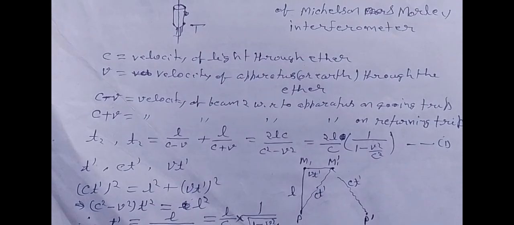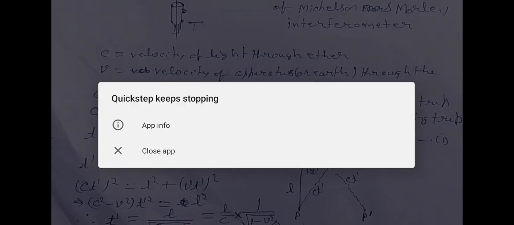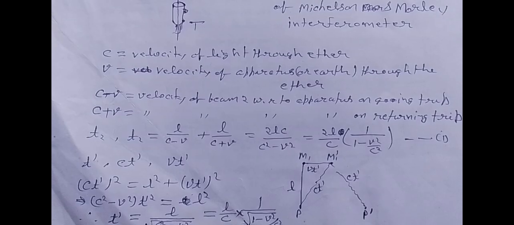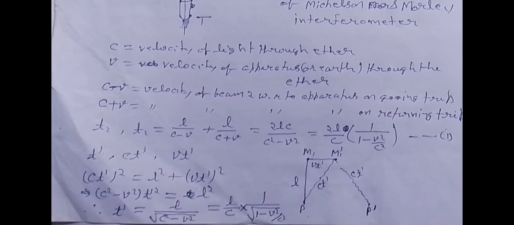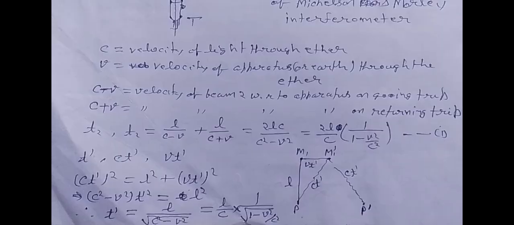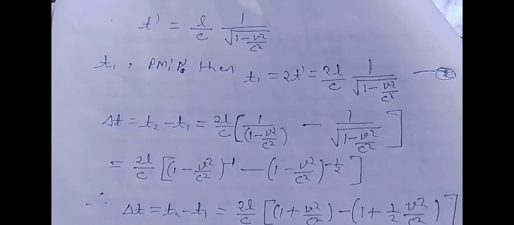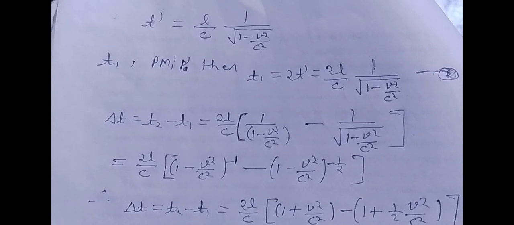We know that if the path difference between two interfering waves changes by lambda, then there is a shift of one fringe across the crosswire in the field of view. So if capital N is the number of fringes shifted when the interferometer is stopped, then N equals delta by lambda equals l into v square by c square lambda.